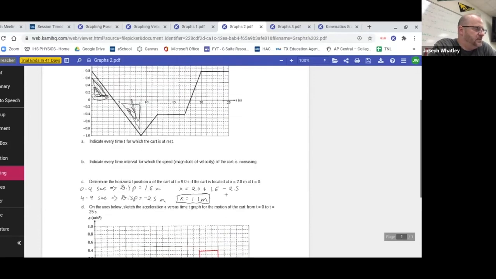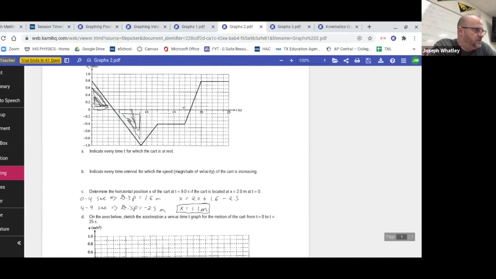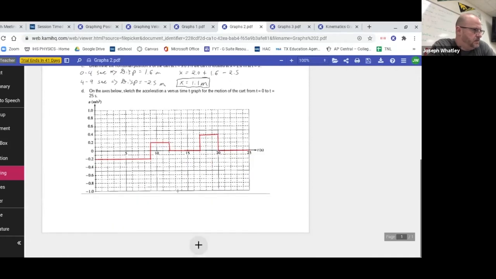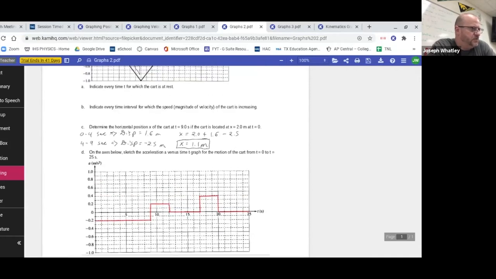So I'm basically just taking the slopes of this graph and graphing the slopes. The slopes of a position graph give you velocity. The slopes of velocity give you acceleration. Same mechanism, exact same. That brings us to the end of graphs 2.